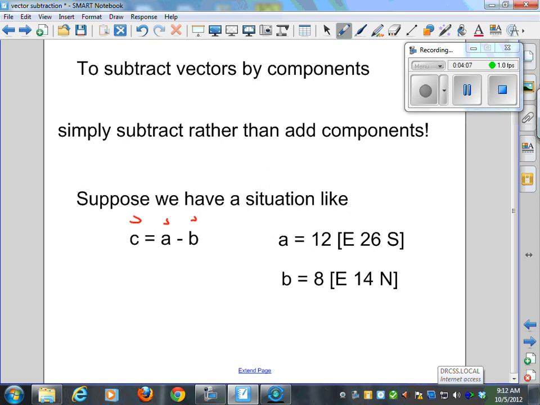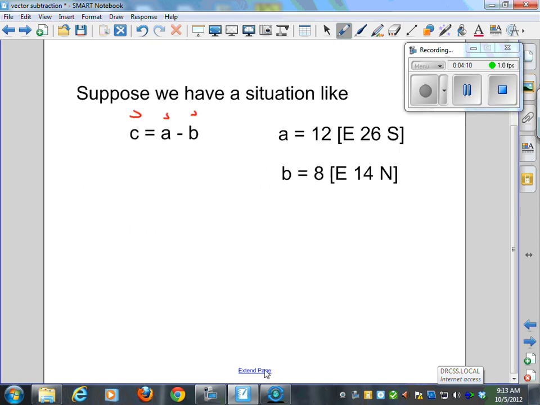Okay? So in grade 11, what we would have done is we would have gone east 26 south, which is like this, and I subtract the B, which is going to be a west 14 south. So I would go minus B like that, right? This is A, and that's minus B. And then your resultant, or your C, is that one right there, right? And people had some challenges doing that. Okay? So with components, it's super, super easy.